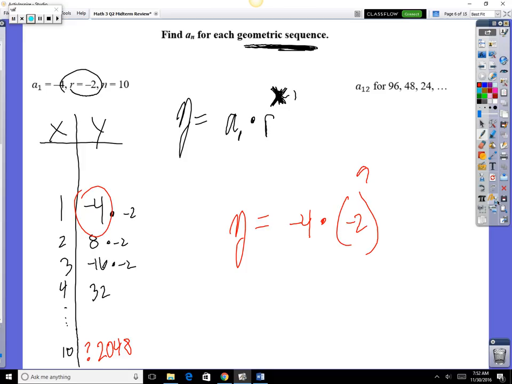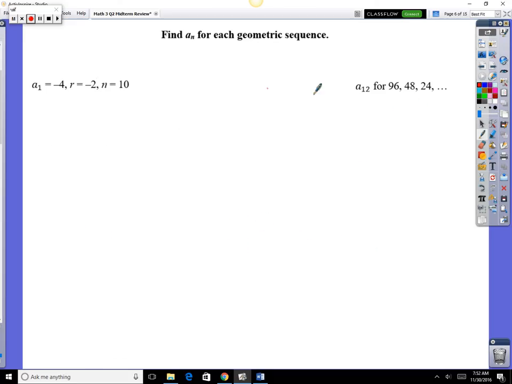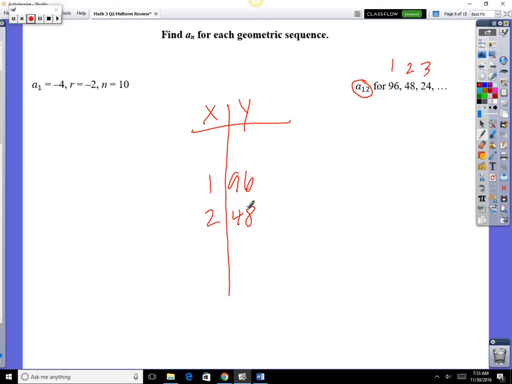The next one, they give you, again, totally different information, but they want you to find the same thing. So x, y, they want you to find the 12th number in the pattern. This is the first, this is the second, this is the third. So the first one is a 96, the second one is a 48, the third one is a 24, and so on. They want you to find the 12th one. Okay, so your model is y equals a sub 1 times the ratio raised to the x minus 1.